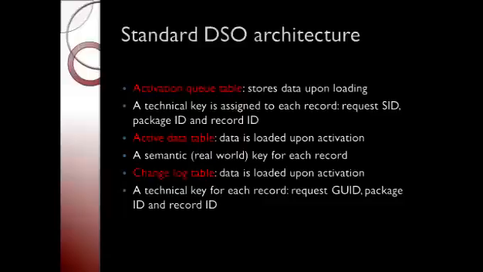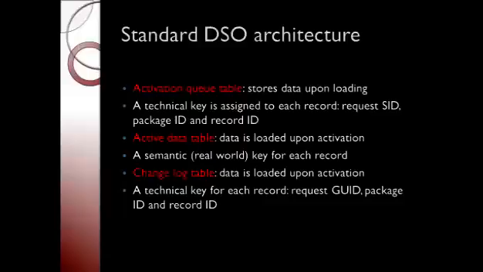And finally, the third table is the change log table. And similarly to the active data table, the changelog table will have data loaded upon activation of the data load as well. Okay, and the key for this table is also a technical key, and it is also made of 3 fields. The first field is request GUID. Okay, GU stands for globally unique ID. Okay, globally unique ID. And then package ID and record ID.